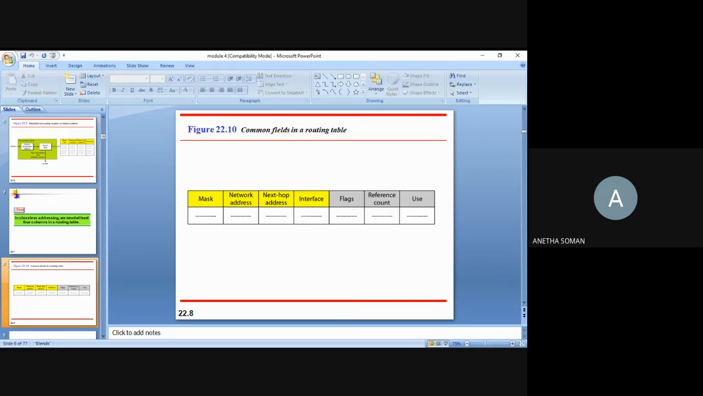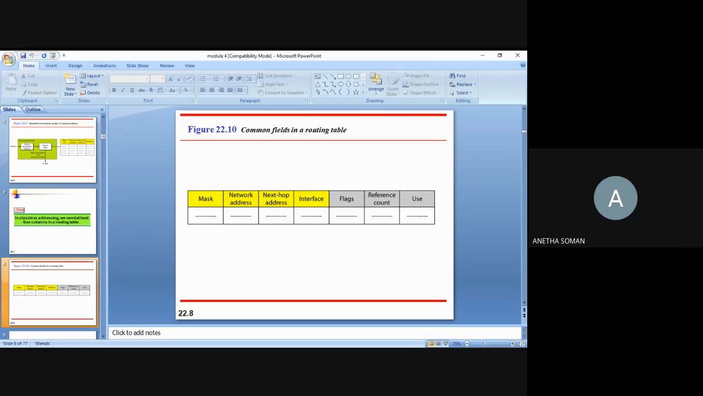Now the second flag field is the gateway. Gateway G flag means the destination is in another network. It is not compulsory that your destination belongs to the same network as that of the host. It may be in a different network. So G flag means the destination is in another network, so the packet should be delivered to the next hop router for delivery. Now, if that G flag is missing, it means that the destination is within the network.